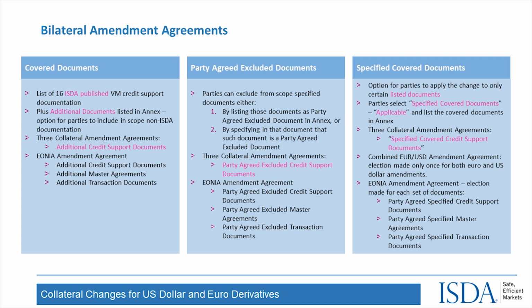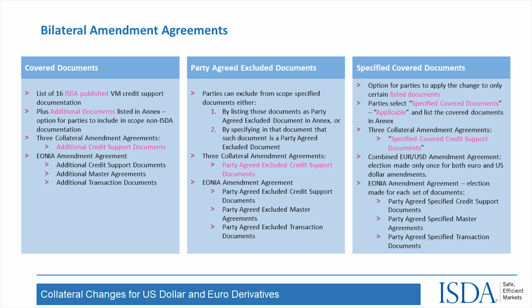Then in the second column, parties have the option to actually exclude documents from scope. So they can narrow the scope of those 16 published documents by excluding certain of those. And they do that either by listing them in an annex as a party agreed excluded document, or if they are entering into that document, by specifying in that document that such document is a party agreed excluded document for the purposes of the relevant bilateral amendment agreement.